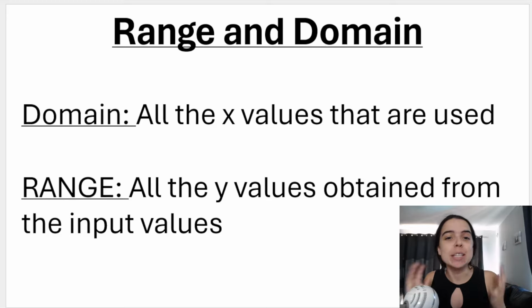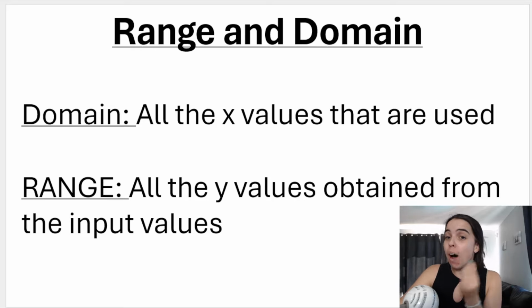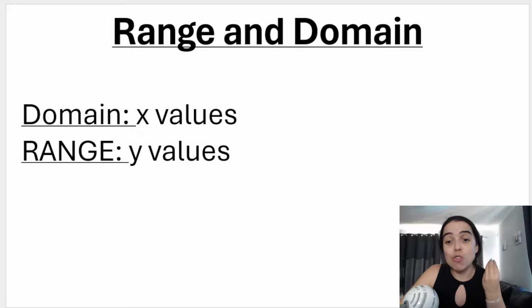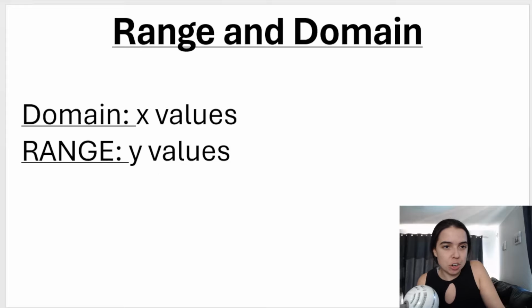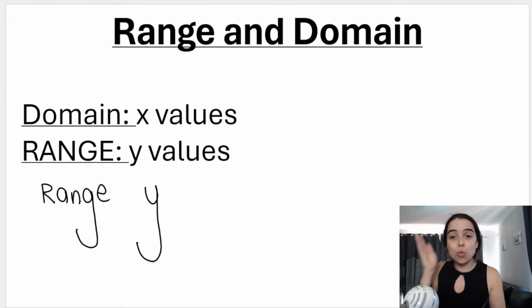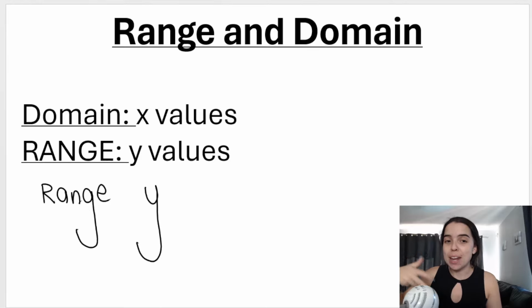Now, a domain is basically all of the x values or the input values that are used. And a range, that is all the y values obtained from putting in the certain input values. So for short, the range, all the y values, domain, all the x values. Nice way to remember it. If you write the word range like this, you see it's got a long tail like that, and y has a long tail like that. So range, all the y values, domain, all the x values.